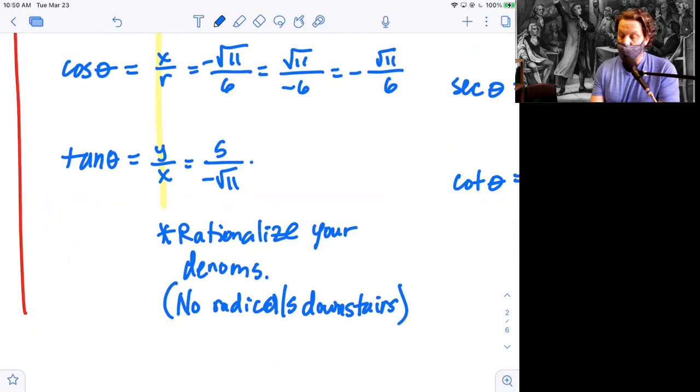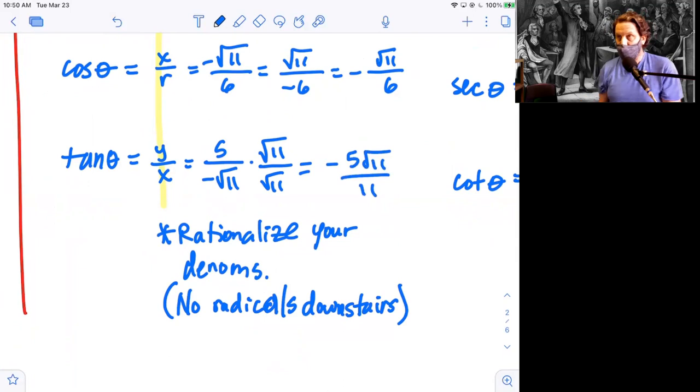So what I'm going to do is multiply by the square root of 11 over the square root of 11, right? And we get in the top -5 square root of 11 over 11. That's the ratio.